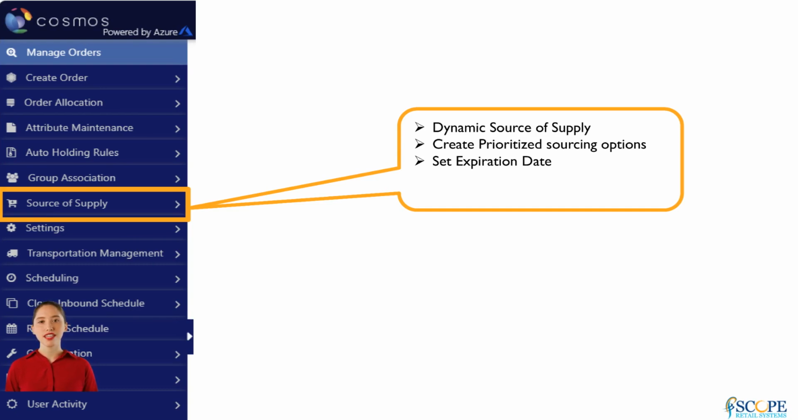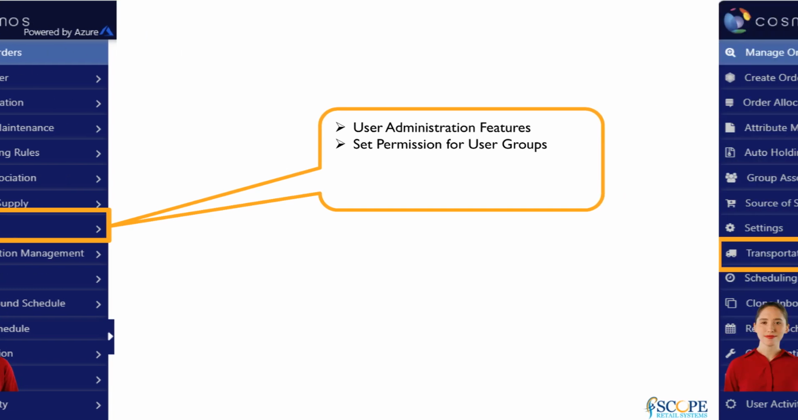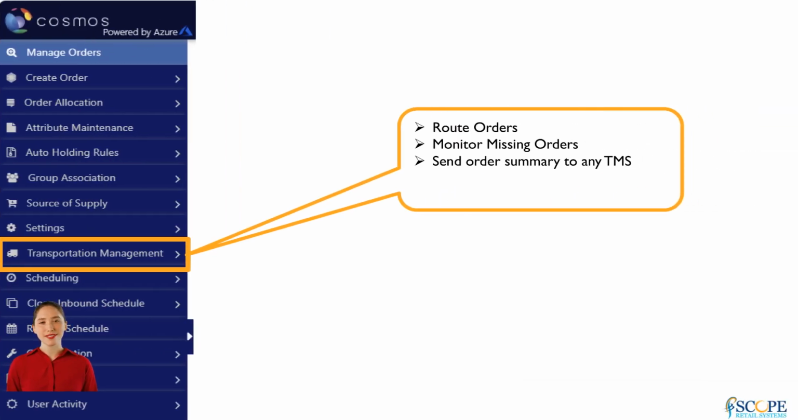Here, you define the criteria for assigning the suppliers to an order. An admin function to manage users and permissions. Once the user is authenticated using single sign-on, its authorization profile is configured under settings to determine what features the user can access. A unique feature of Cosmos is that it easily integrates with any TMS or transportation management system. You can send the cube and weight of the order right from Cosmos.